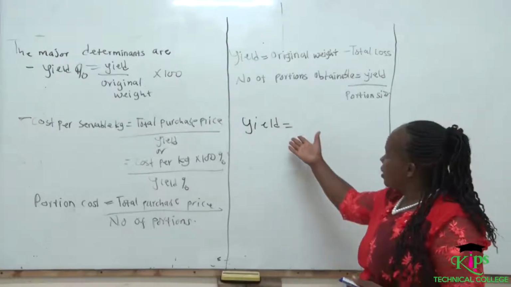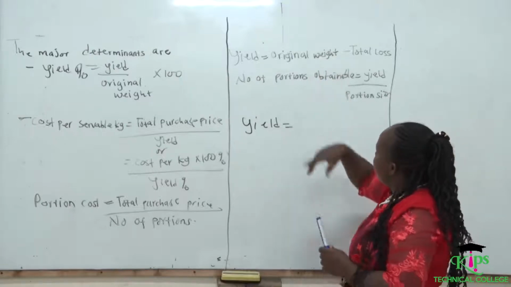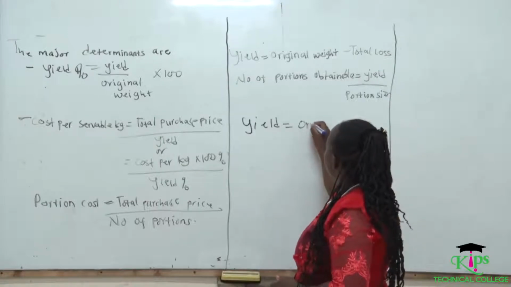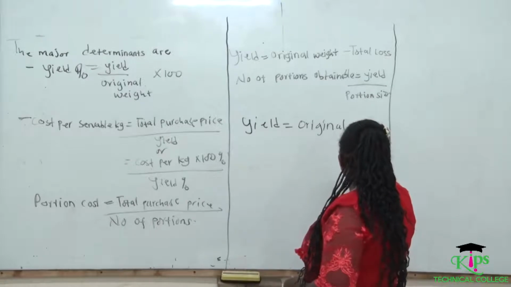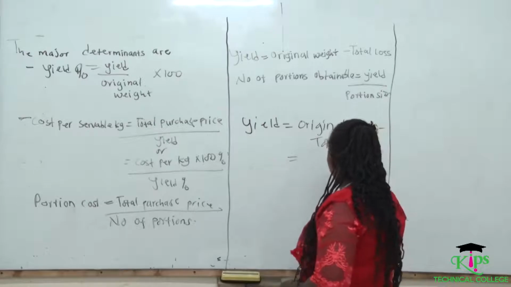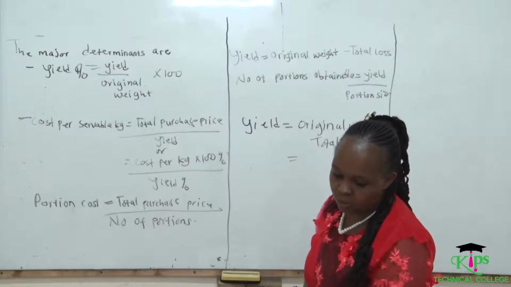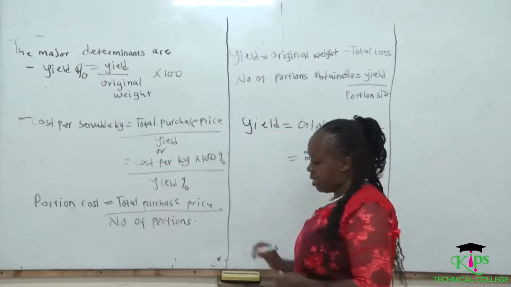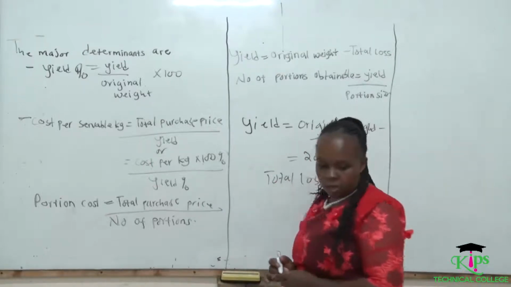How do we calculate the yield? According to the formula, yield is equal to original weight minus total loss. So you have to write the formula, which is original weight minus total loss. Do we know the original weight according to the question? The original weight is 20 kg. So here you write 20 kg minus the total loss. Now we look at what the total loss is.